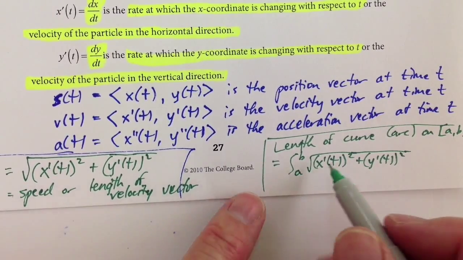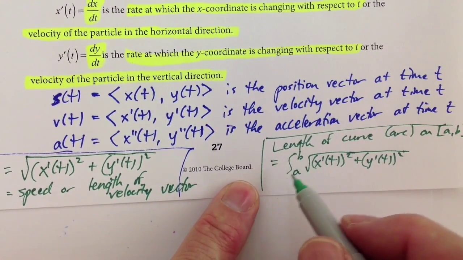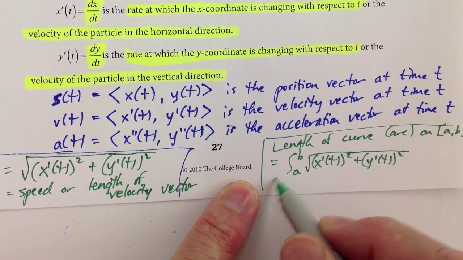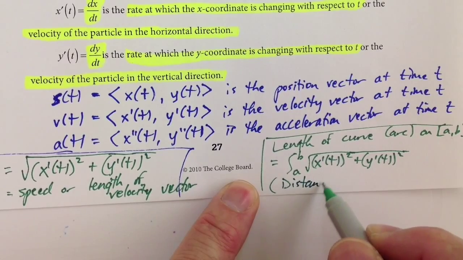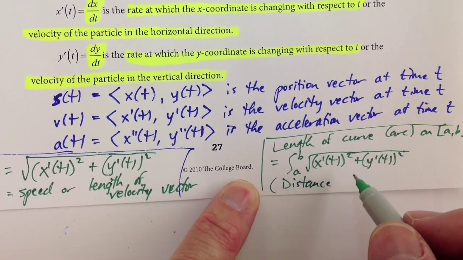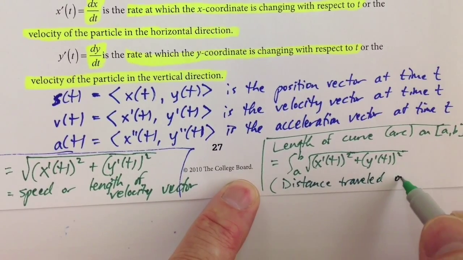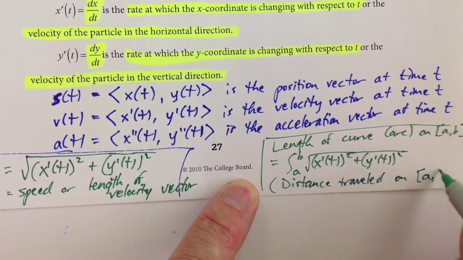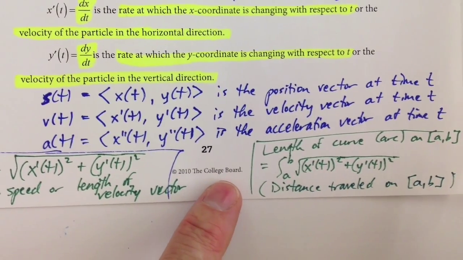Remember, absolute value of the velocity is the speed, and when you integrate the speed from A to B, you also get the distance traveled on the interval from A to B. So the cool thing is that it's all related.